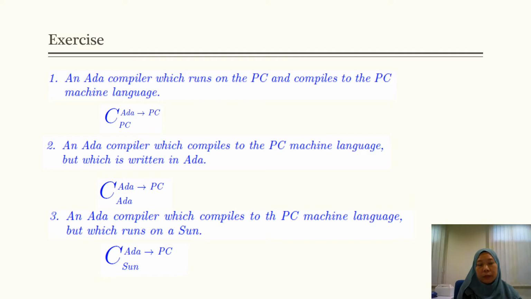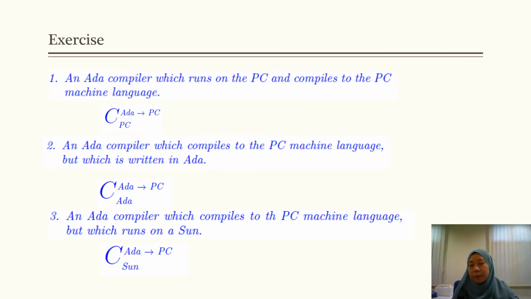Here are more examples, some sort of exercise, but I give the answer here. For the first one, an Ada compiler which runs on the PC and compiles to the PC machine language. The second one is also an Ada compiler which compiles to the PC machine language, but which is written in Ada. The third one is an Ada compiler as well, which compiles to the PC machine language, but which runs on a Sun Microsystems.